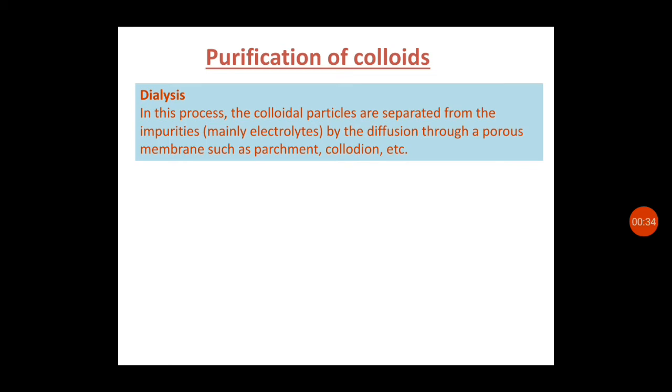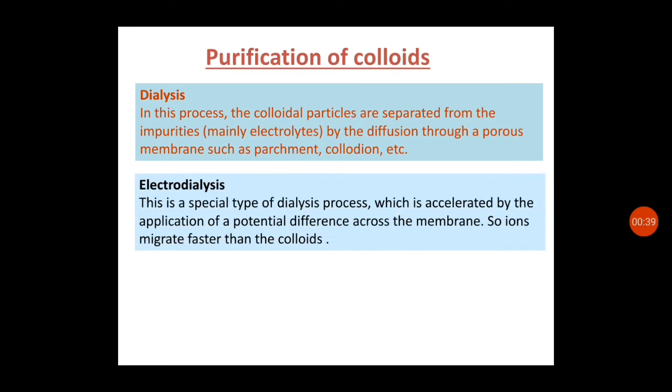The impurity is mainly of electrolytes. Now, this dialysis process is accelerated by the use of electric current. When a potential difference is applied, then it is termed as electrodialysis. In this case, the ions migrate faster towards different electrodes, that is positive ion move towards negative electrode and negative ion moves towards positive electrode in a fast speed.